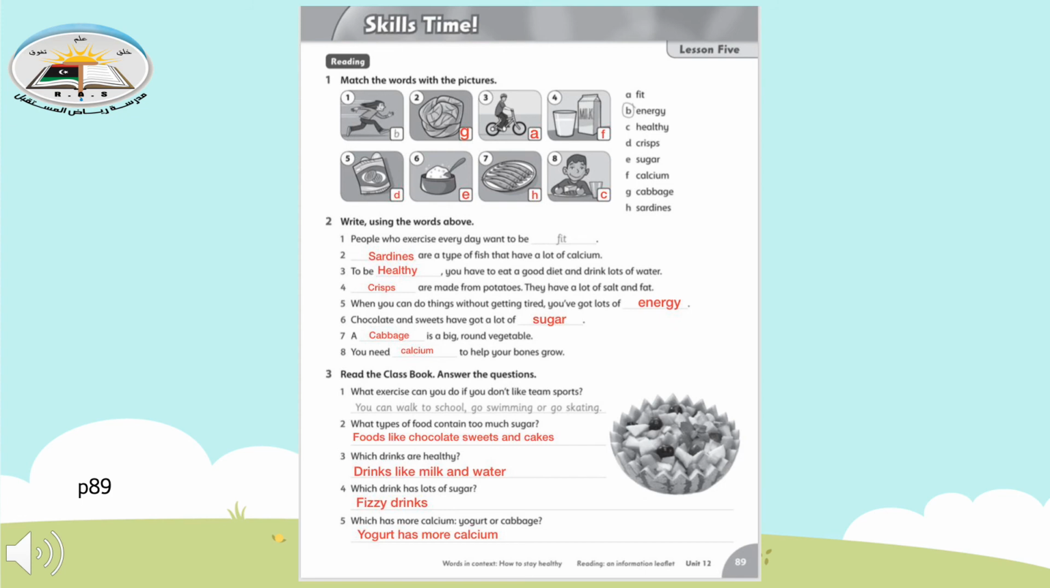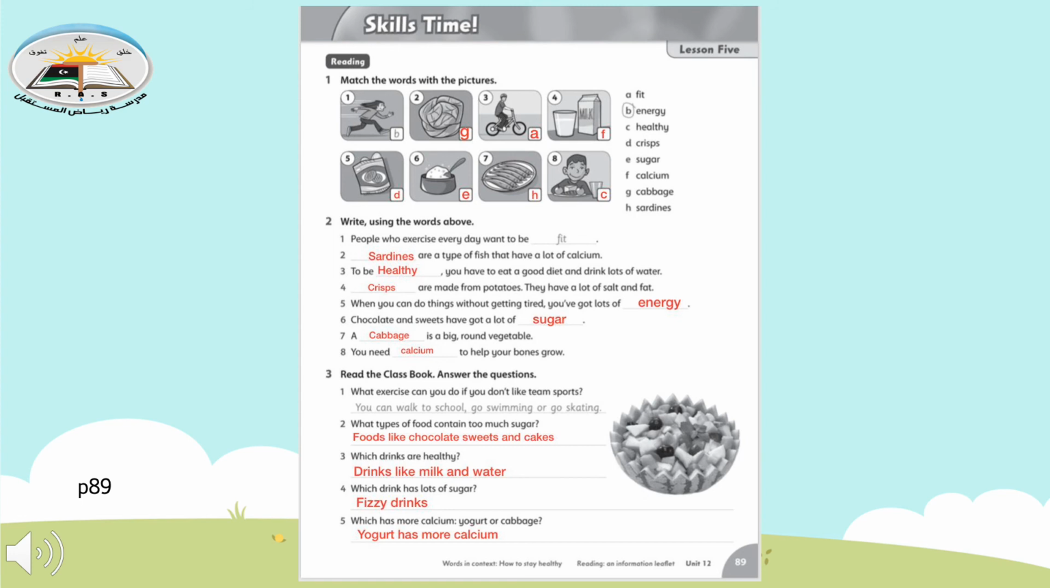A girl running. Number 2 is a vegetable. Number 3, a person on a bike. Number 4, a picture of milk. Number 5, a bag of chips. Number 6, sugar, I guess. Number 7, some fish. And number 8, a boy eating a good meal.